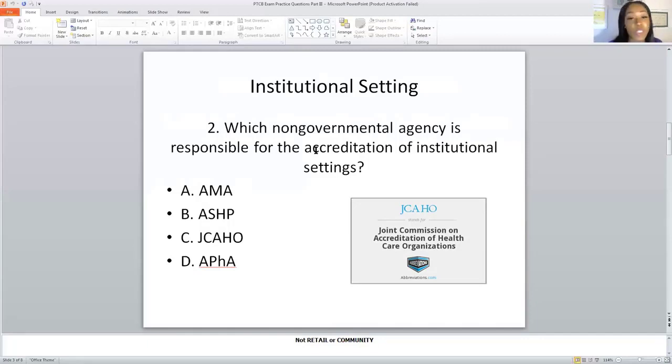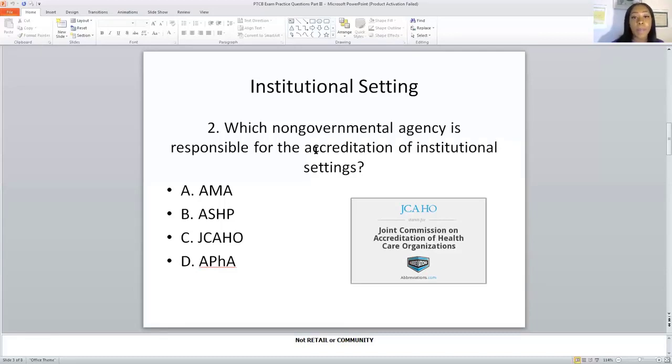It is not responsible for community or retail settings, okay? But it is responsible for the accreditation of hospitals. So an institutional setting would be a hospital, an ambulatory facility, or a rehabilitation facility, any place where a person can live or not live, but may be a patient where they are actually checked in. Not like a hotel, no, but where they can actually be checked into the hospital.